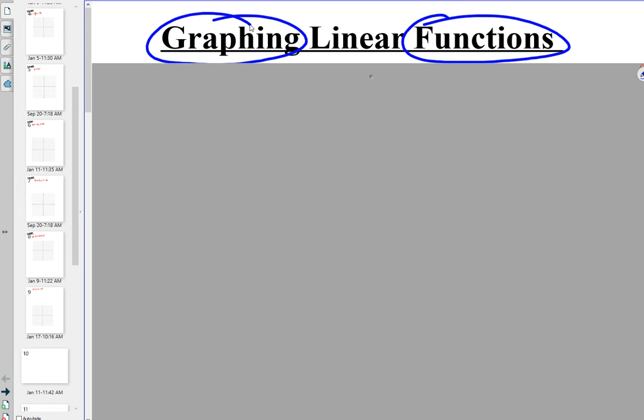There's a couple of mistakes I printed on those and I realized some errors afterwards and corrected them. If you're going to be more specific, we're only going to graph linear functions today. We plotted points yesterday, but we didn't graph lines. That's the whole point, is that today we're going to graph lines.